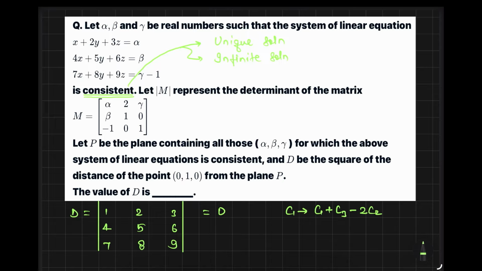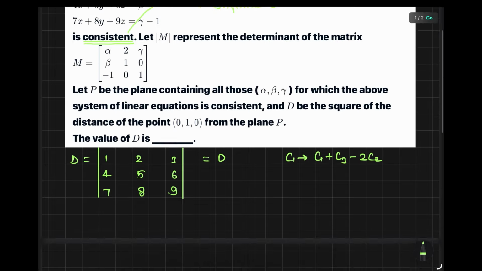If D is 0, you will have either infinite solutions or no solution. Already they are saying that it is consistent. So you lost your situation of unique solution. This means you will have infinite solutions for sure. Correct. So this is the condition for infinite solutions.